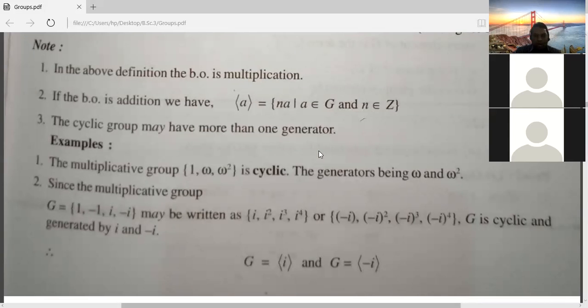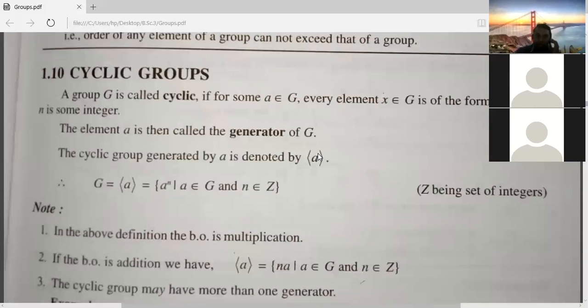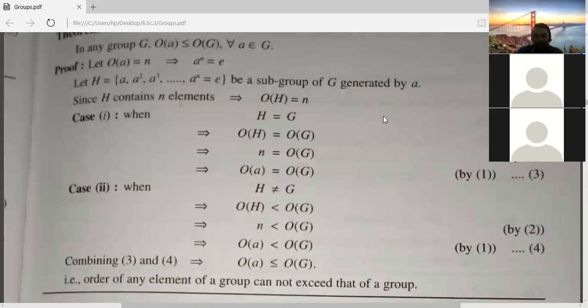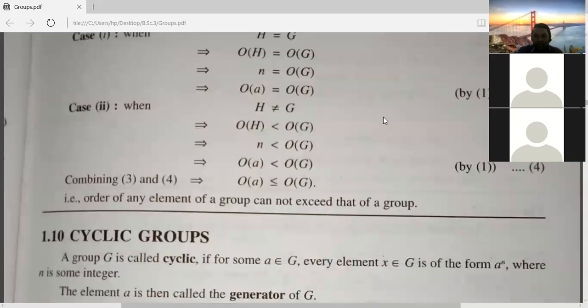Okay. Now we have already discussed the cyclic group. What does a cyclic group mean? A group G is called cyclic if for some a belonging to G, every element x belonging to G is of the form a to the power n, where n is an integer.